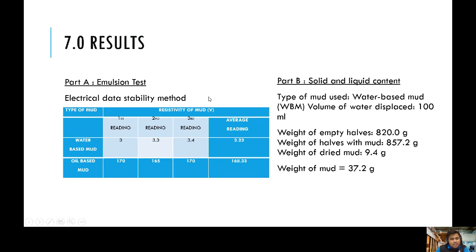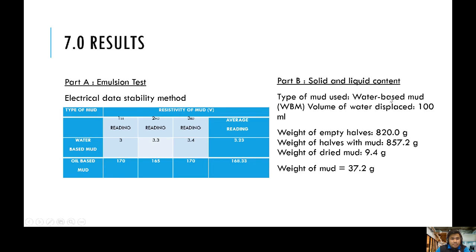Firstly, the electrical stability method. In a table, we classify two contents, which are the type of mud and the resistivity of mud in volts. We only have two types, which are water-based mud and oil-based mud, WBM and OBM. For the resistivity of WBM, the data given by the lab for group 2: first reading 3, second reading 3.3 and third reading 3.4. For the oil-based mud, 170, 165 and 170. Basically we just calculate the average reading.